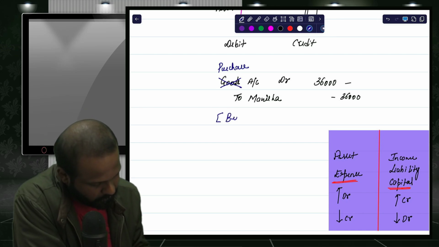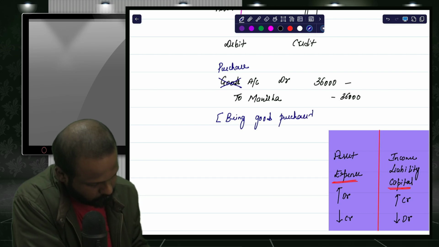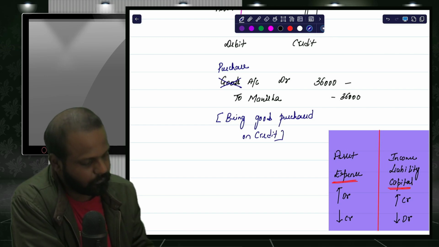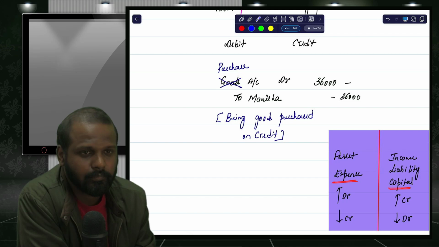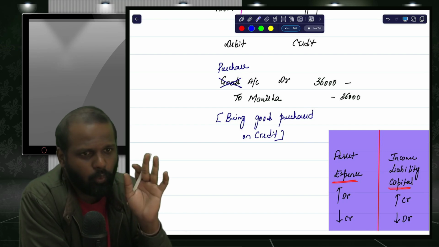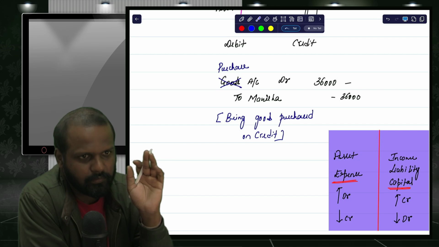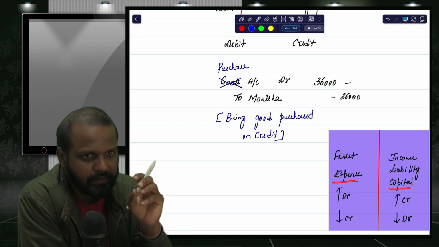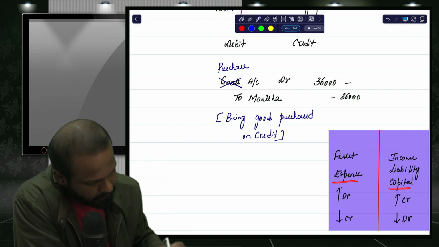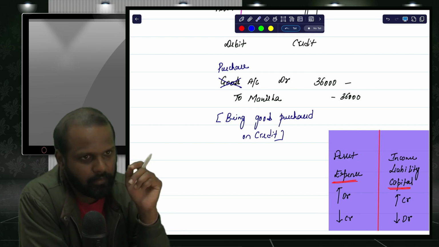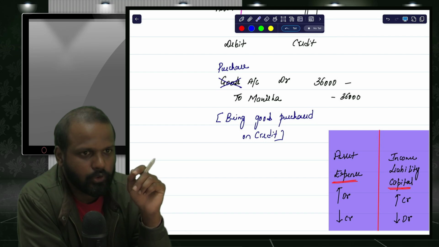So narration will be being goods purchased on credit. So for narration, there is no problem. You can write in your own language. There is no straightforward rule that says you have to write like this only. The only thing is you need to start with a word called being. Goods purchased on credit.